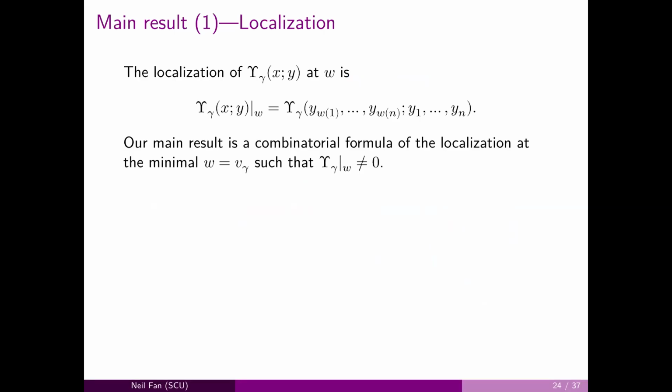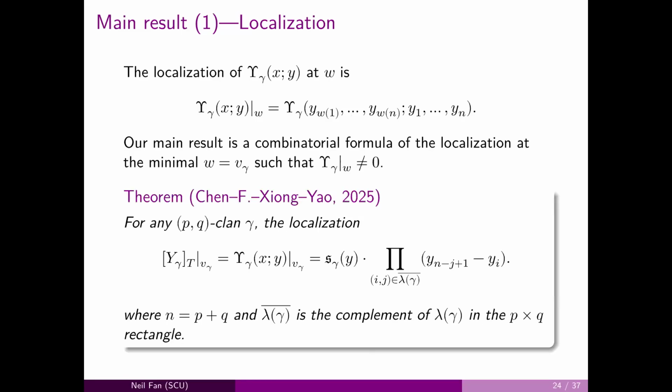Our first main result is a combinatorial formula for the localization of upsilon gamma at the minimum w such that upsilon gamma localized at w is not equal to 0. Localization is obtained by replacing x1 with y sub w1 and x2 with y sub w2. So this is the localization. So this is our first main result.